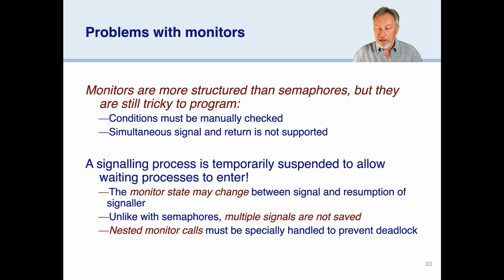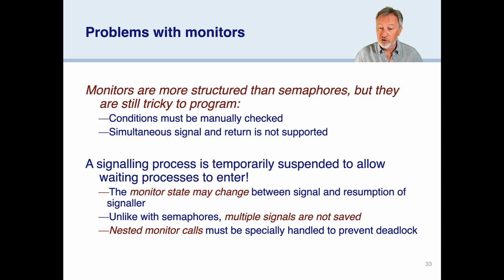As you can see, monitors are more highly structured than semaphores. They're still a little bit tricky to program because you have to check these conditions manually. And in the basic version, you can't simultaneously signal and return. A process in the standard version of monitors is temporarily suspended to allow a waiting process to enter, which is not good. The Java version is a little bit different. And then there's some other issues.